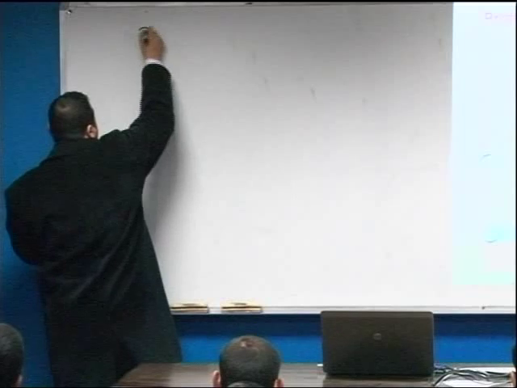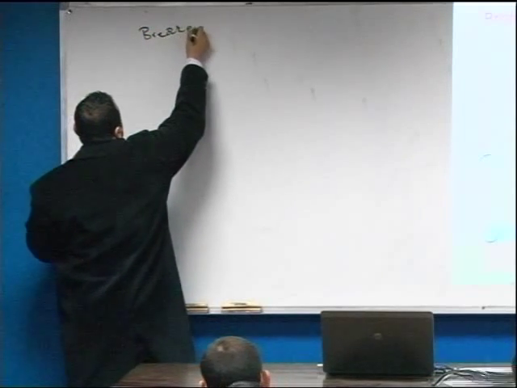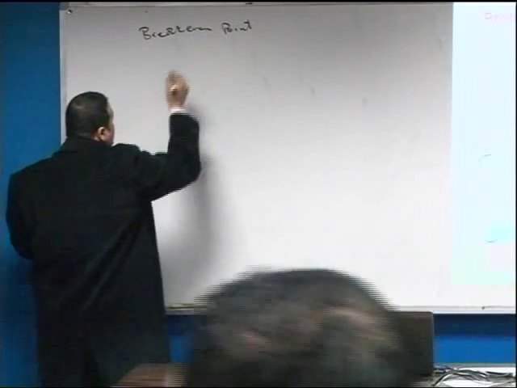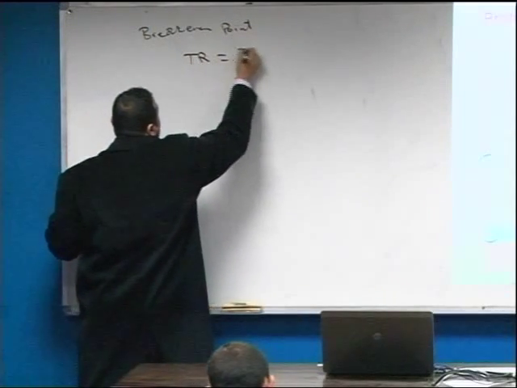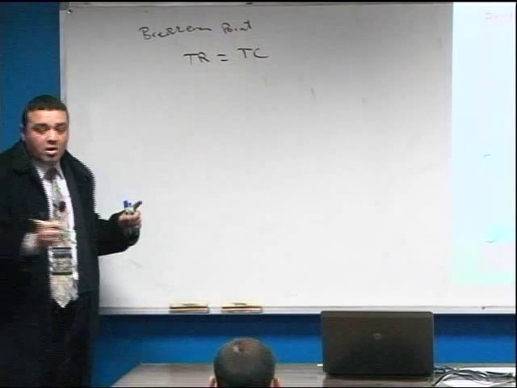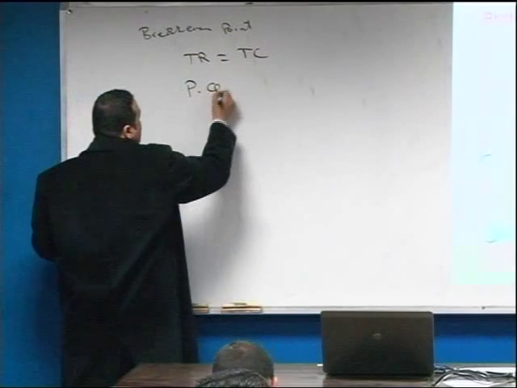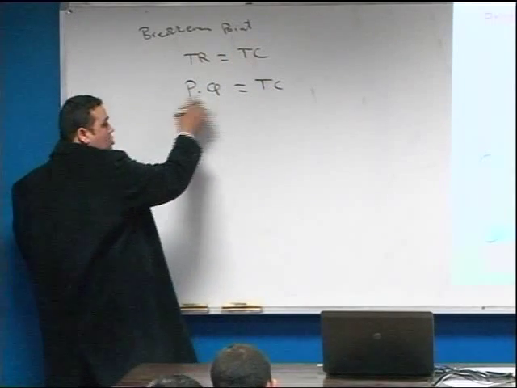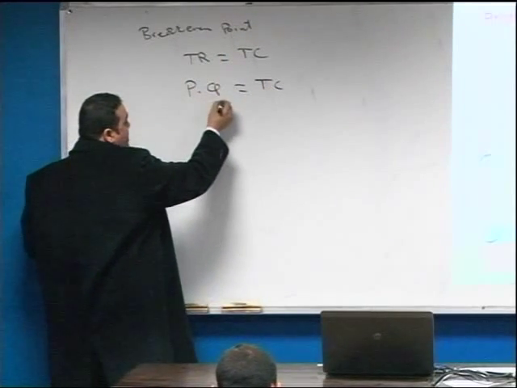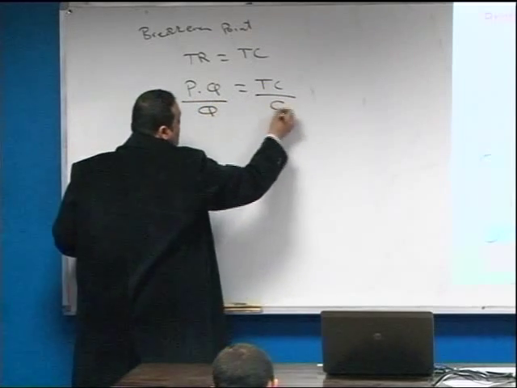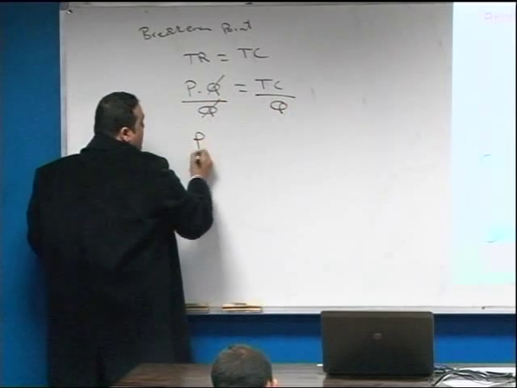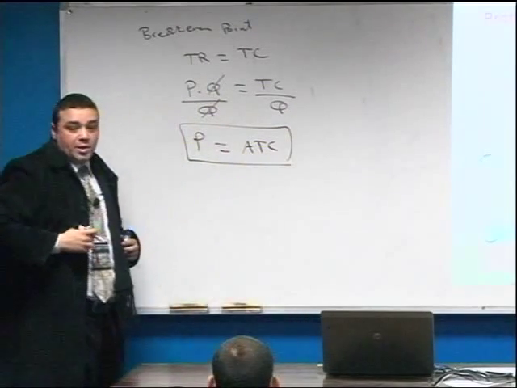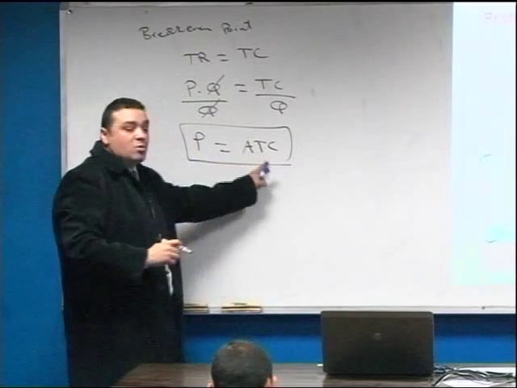the break-even point occurs when total revenue equals total cost, right? Or when the price times Q equals total cost. If we divide these two parts by Q, P equals ATC. So the break-even point is achieved when the price equals ATC.